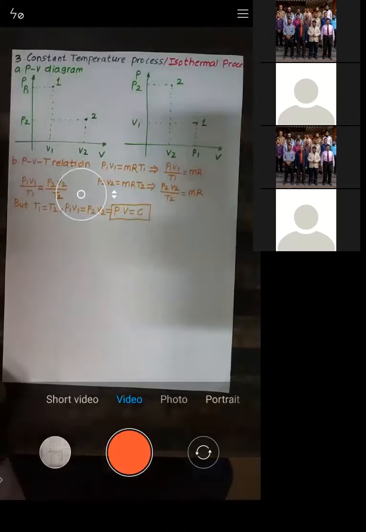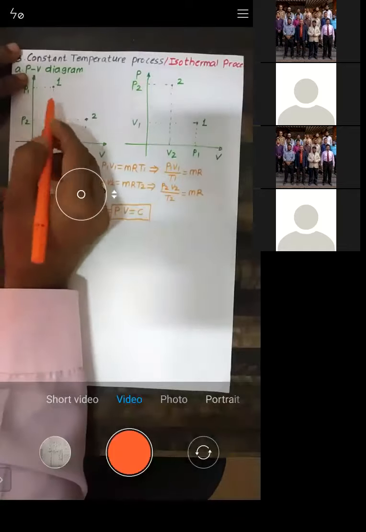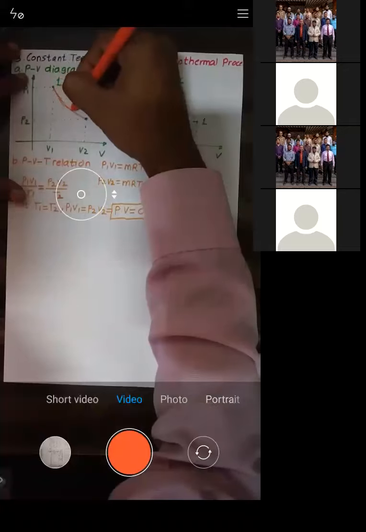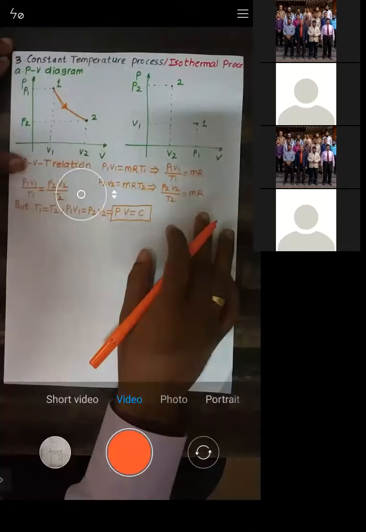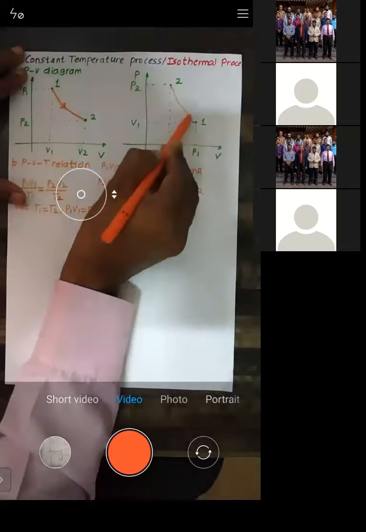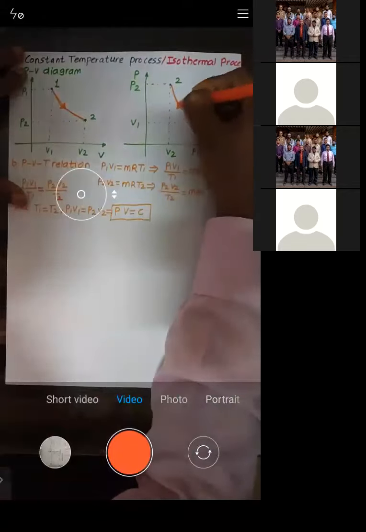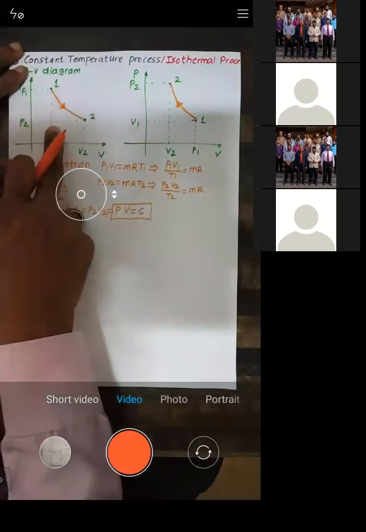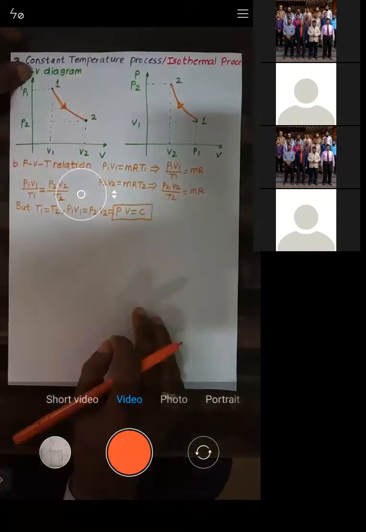Now if I need to connect this process 1 to 2, its nature will be somewhat like this. It's not a straight line; it's a curved one. So this is 1 to 2. Similarly, this is again not a straight line, it's a curved one. It's neither constant volume nor constant pressure. So this is how it looks.